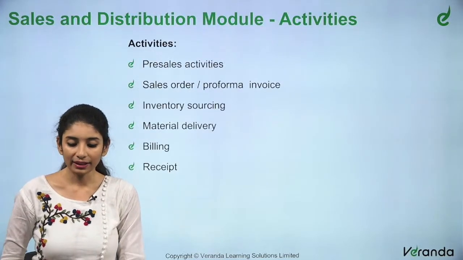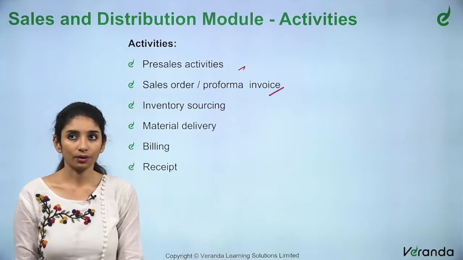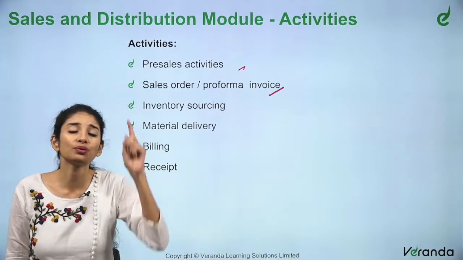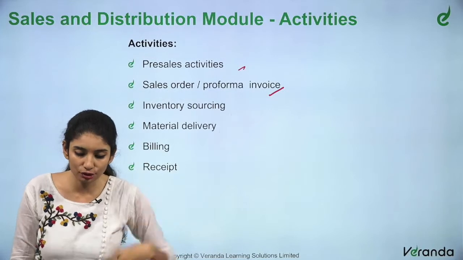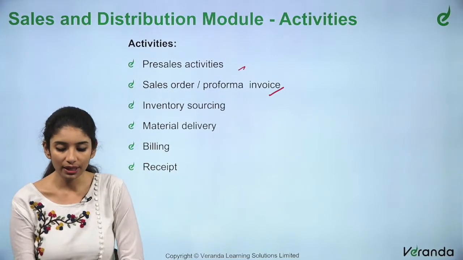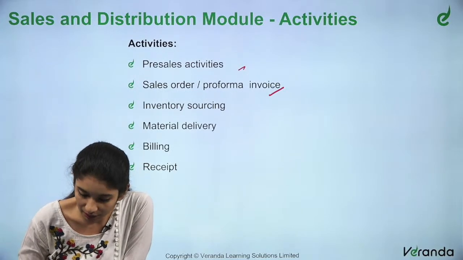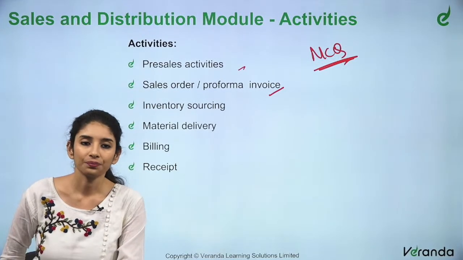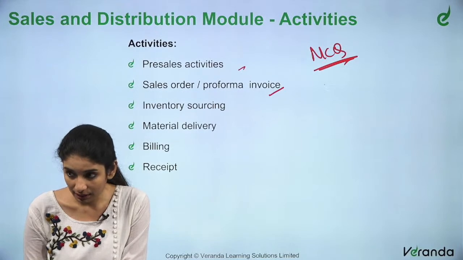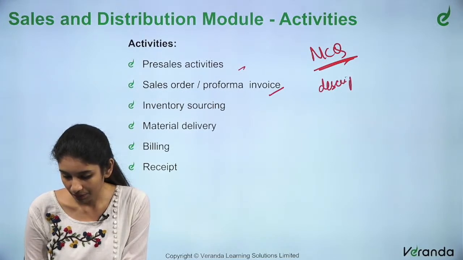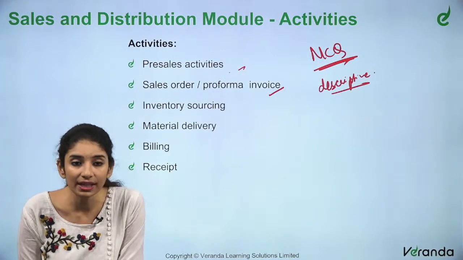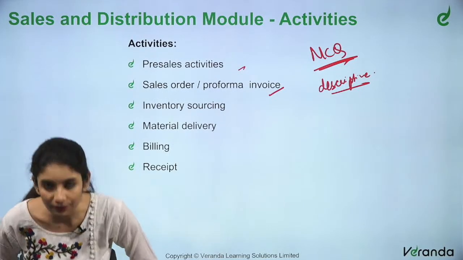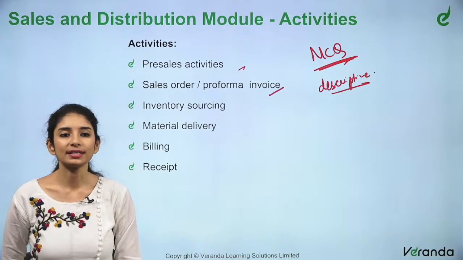So, we are going to look at the activities, pre-sales activities. You do some demo, some advertisement, some calling. After that, you raise a pro forma invoice and send it to your customer. Source the inventory, get the inventory, deliver the material, billing and receipt. In MCQ, they sometimes ask you to arrange this in the right order. It is also a descriptive question in the exam, descriptive or MCQ. Pre-sale activities, sales order or pro forma invoice, inventory sourcing, material delivery, billing and receipt. Yes, boys and girls, clear with this?